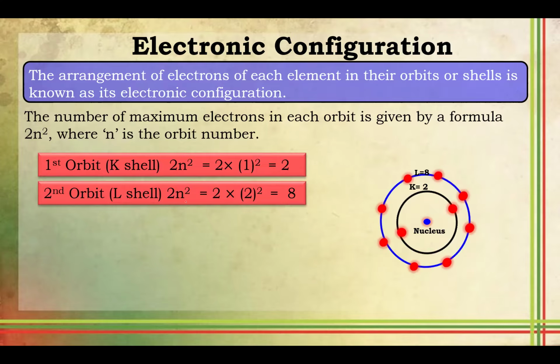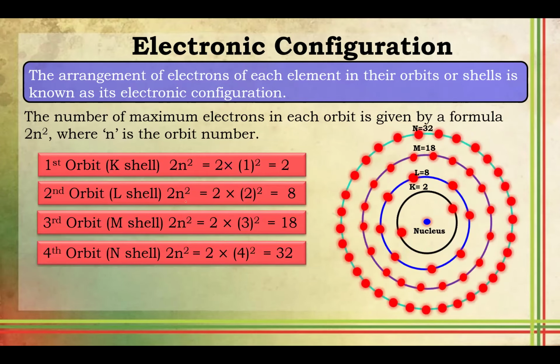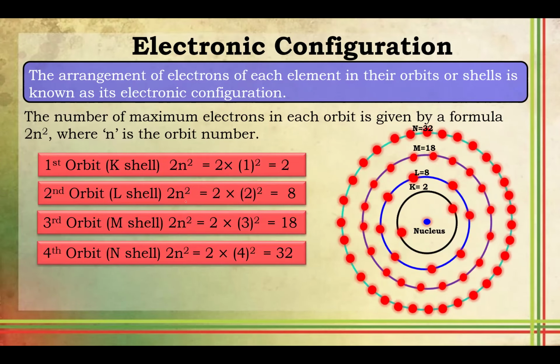In the M shell, 2 into 3 square. First the basic, I'll come to that point. In the N shell, 2 into 4 square, so 32. Clear? These are the orbits. Are you getting it?